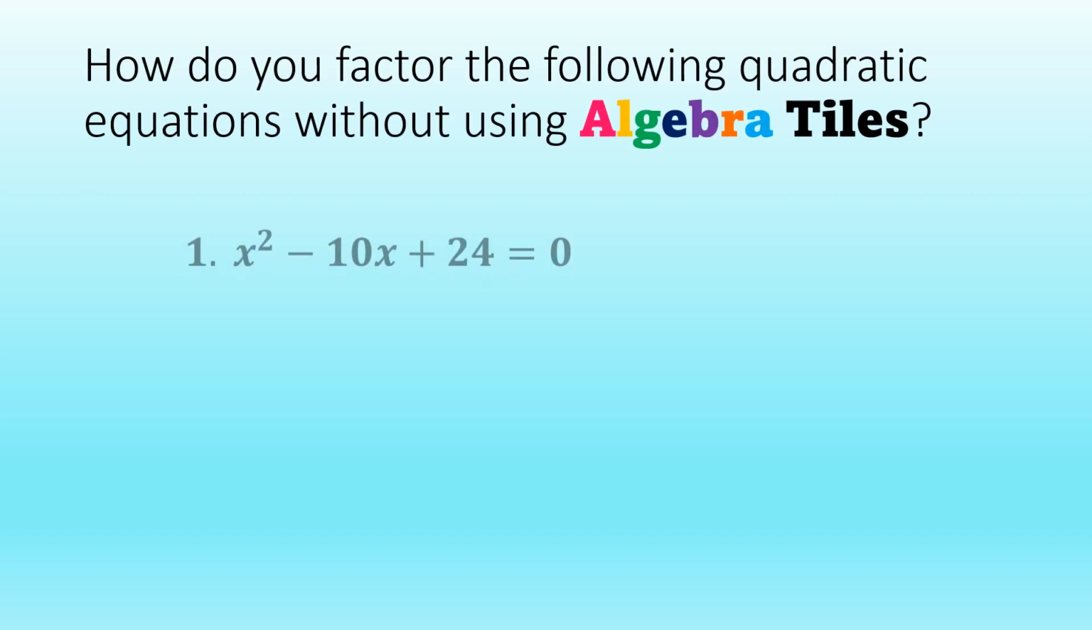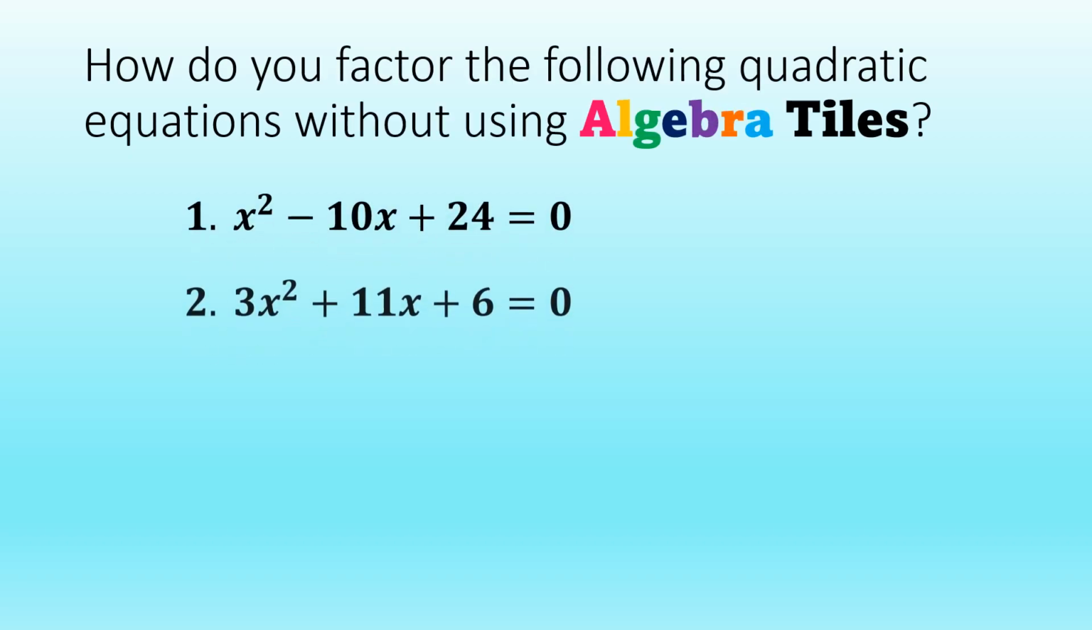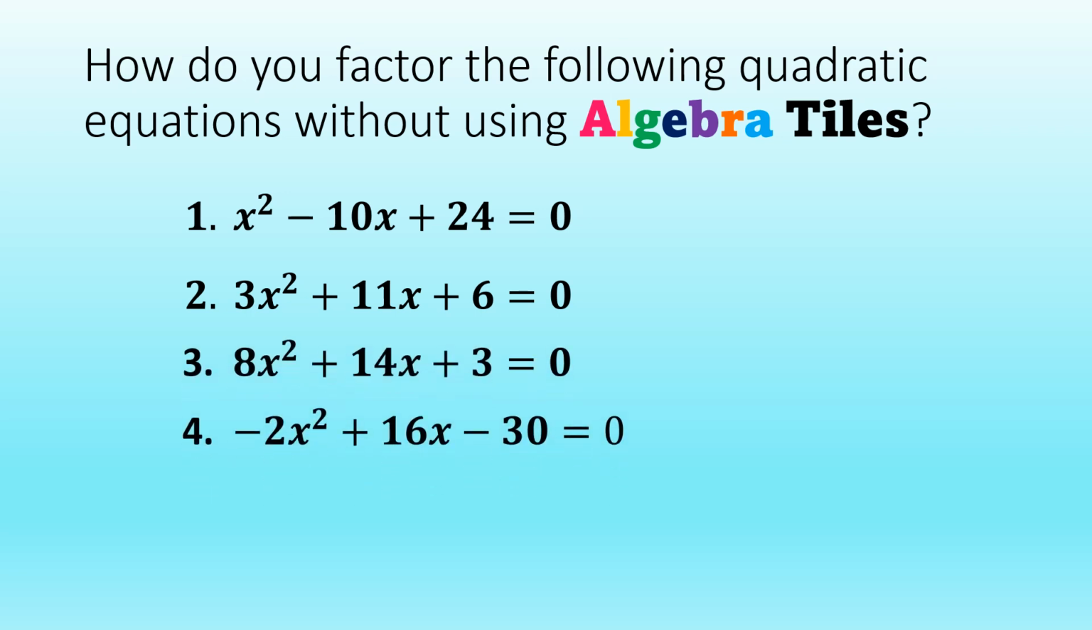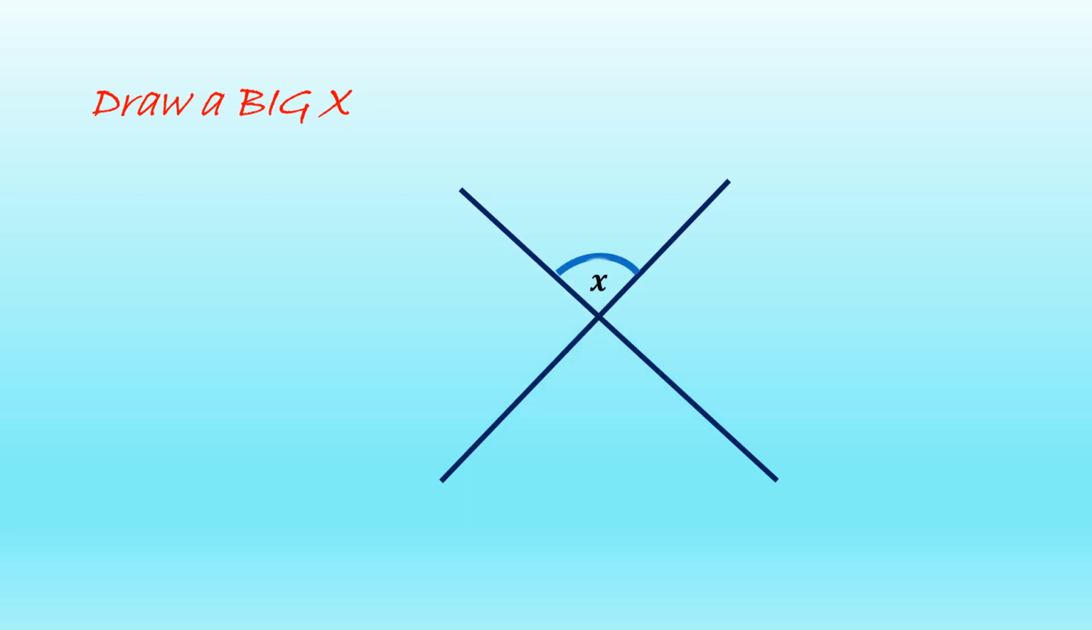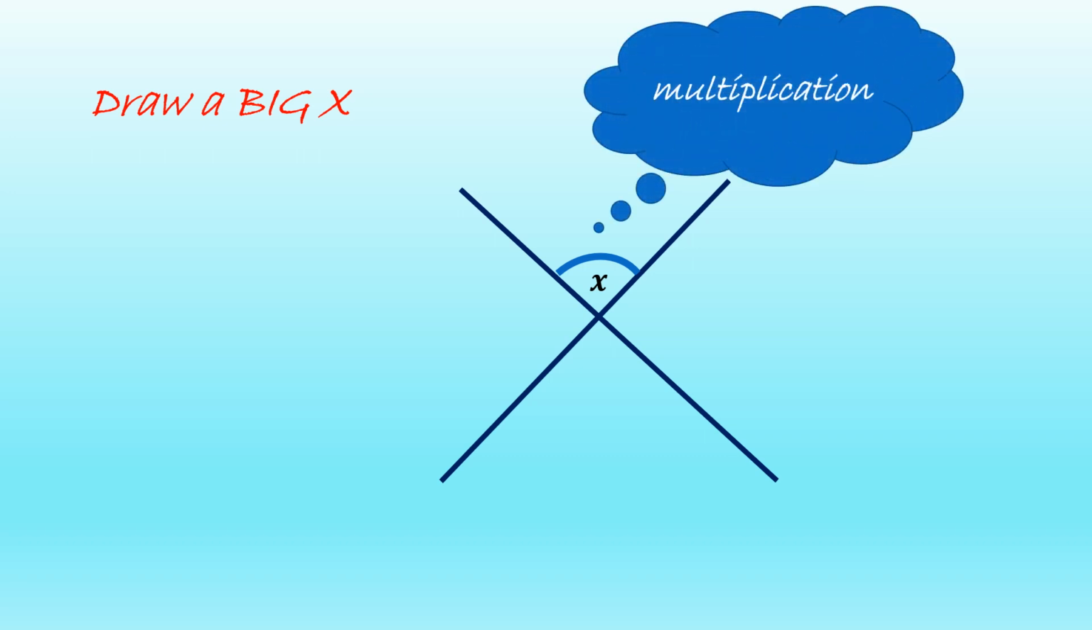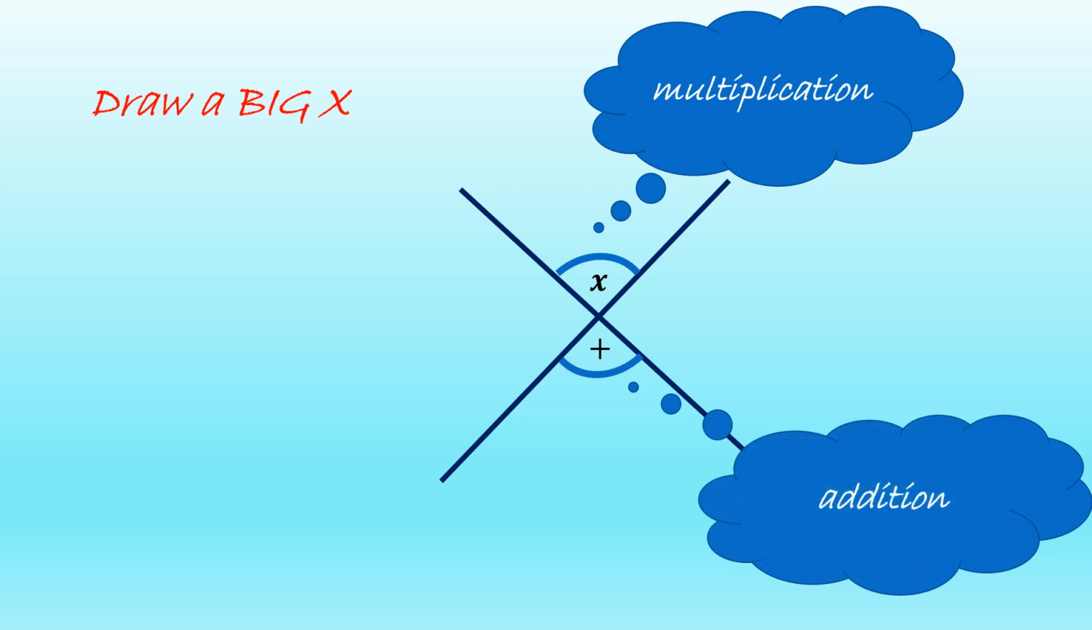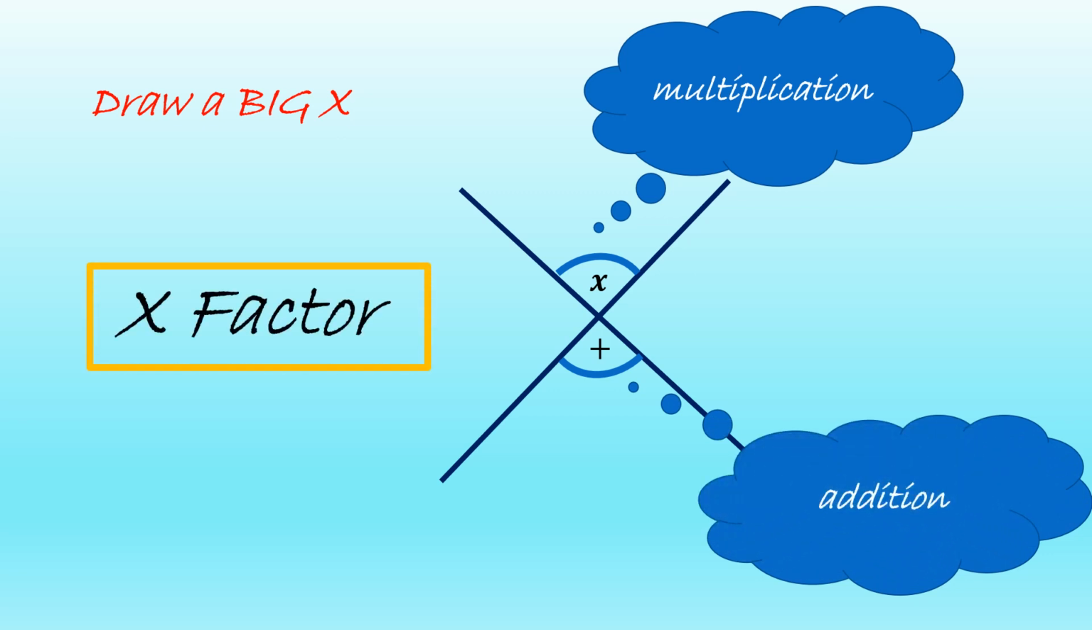How do you factor the following quadratic equations without using algebra tiles? To factor the quadratic equations, we're going to use the X-factor method. So we draw a big X. In this portion of the X, we have a multiplication sign. And below it, we have the addition sign. So this is our X factor.